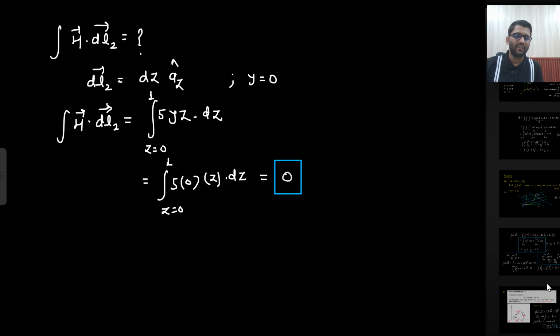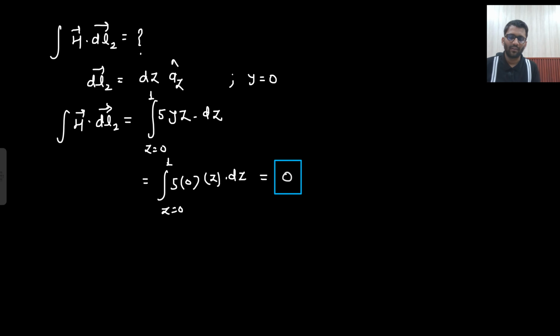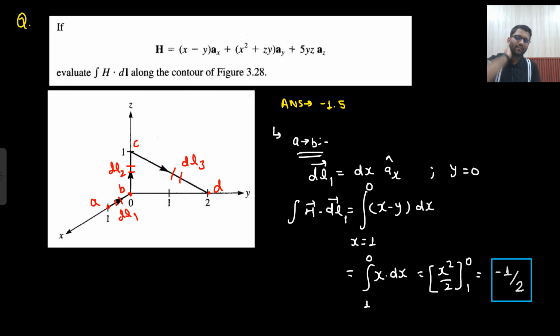Now dl3, which is very interesting, and for that I need to add a page as well. Not interesting, it will just test your calculation. Next I need to calculate H dot dl3. So what will be your dl3? First tell me, what is changing? Z is also changing and y is also changing. Z is changing in this direction, y is changing in this direction.